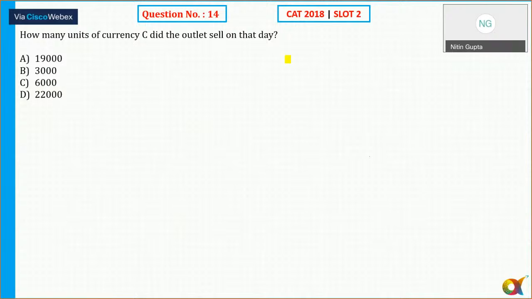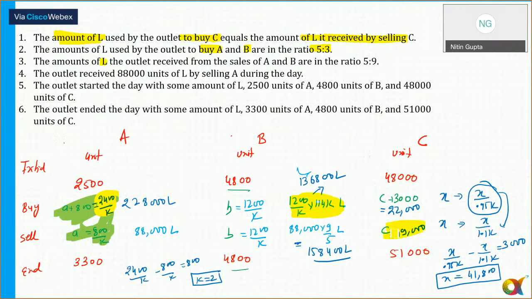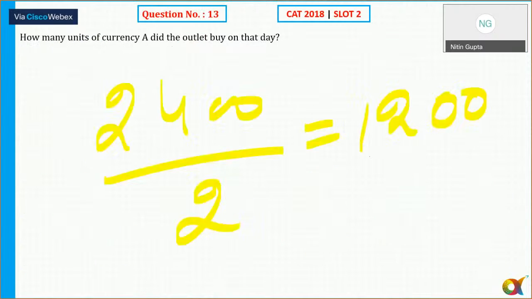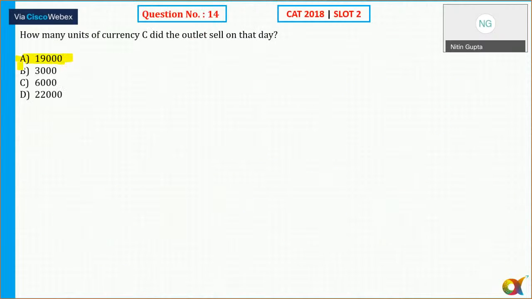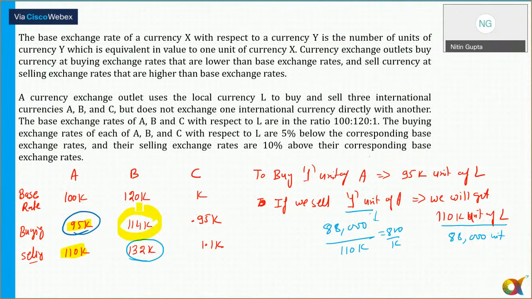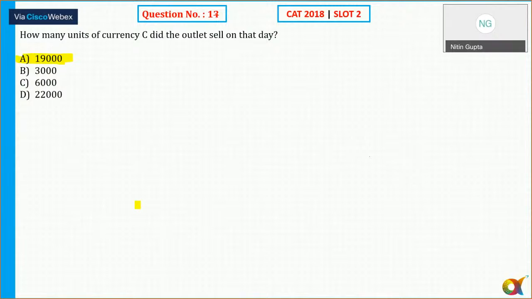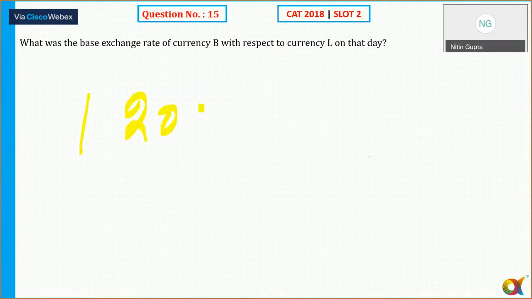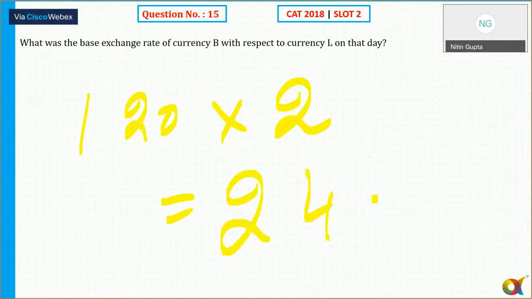Next, how many units of currency C did the outlet sell? So the outlet sold how many units of currency C? 19,000. So the answer is option A. Next one. What was the base exchange rate of currency B with respect to currency X? So the base exchange rate of currency B is 120K and K is equal to 2. So the answer is 120 into 2, which is equal to 240.